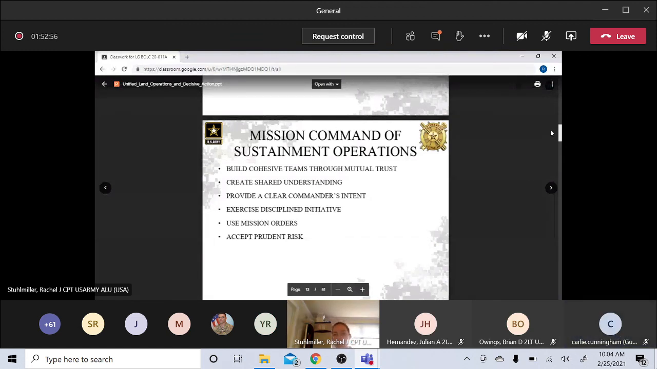So: building cohesive teams, creating shared understanding, providing clear intent, exercising disciplined initiative, using the orders process, and accepting prudent risk. At the end of the day, with mission command you absolutely have to accept risk. There's inherent risk with mission command. The idea is that you're going to empower, but that still comes with risk.